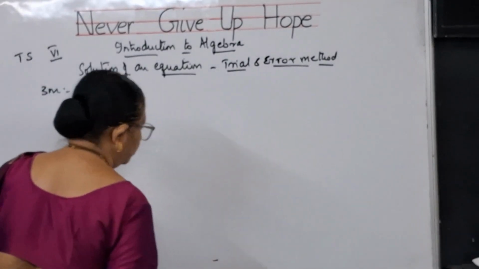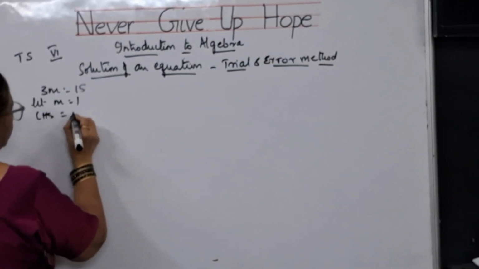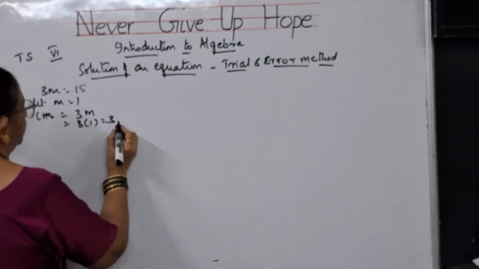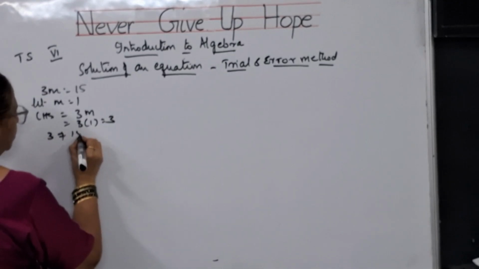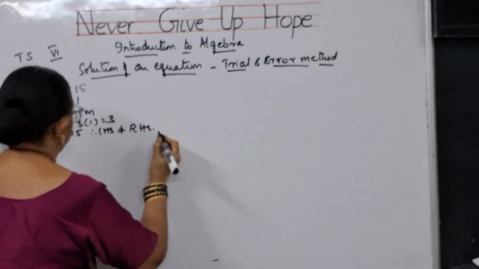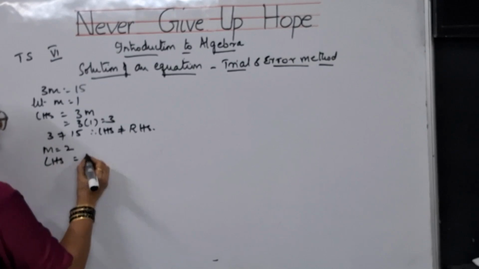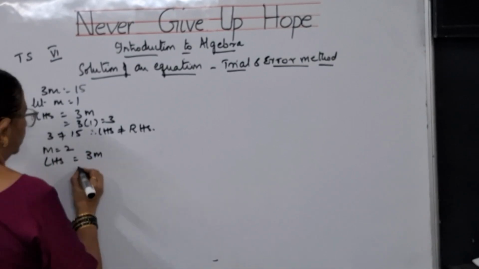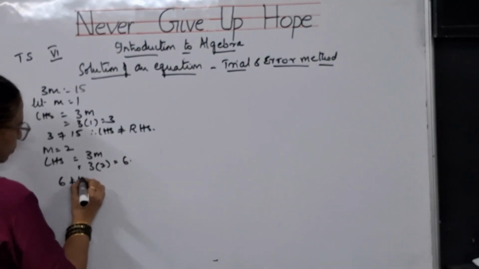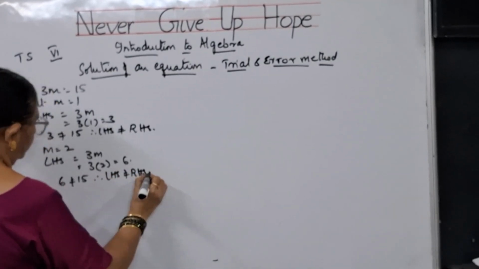So, in this, first you take let m is equal to 1. LHS is 3m. That means 3 into 1, 3. 3 is not equal to 15. Therefore, LHS is not equal to RHS. Now, m is equal to 2. LHS is 3m. That is 3 into 2 is 6. 6 is not equal to 15. Therefore, LHS is not equal to RHS.